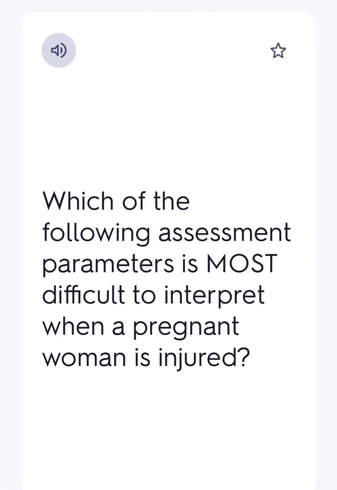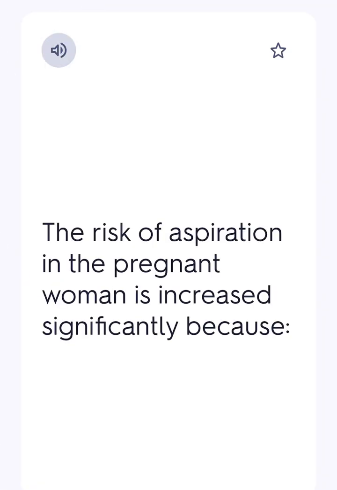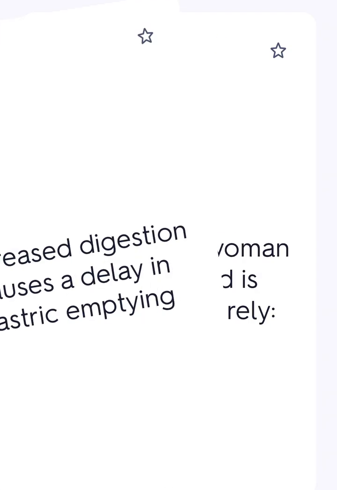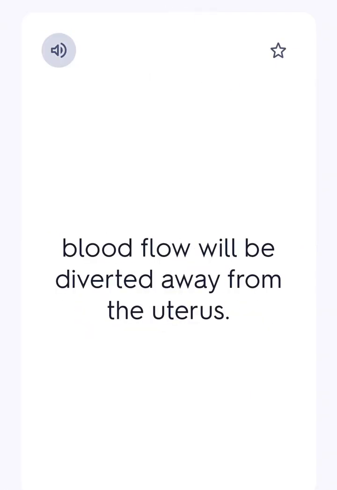Which of the following assessment parameters is most difficult to interpret when a pregnant woman is injured? Pulse rate. The risk of aspiration in the pregnant woman is increased significantly because decreased digestion causes a delay in gastric emptying. If a pregnant woman is injured and is bleeding severely, blood flow will be diverted away from the uterus.